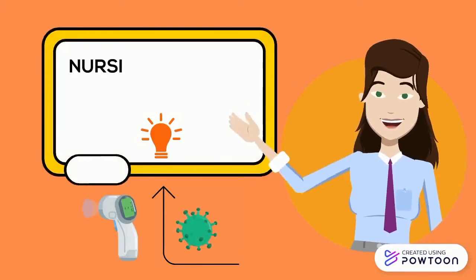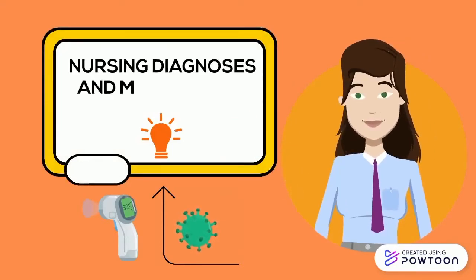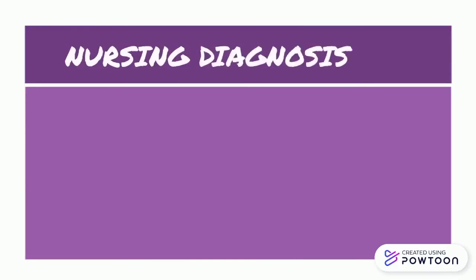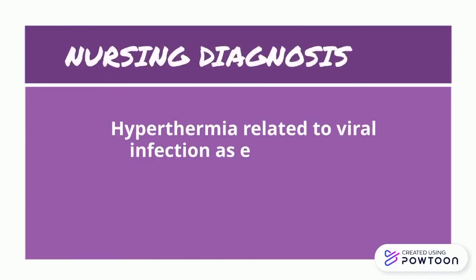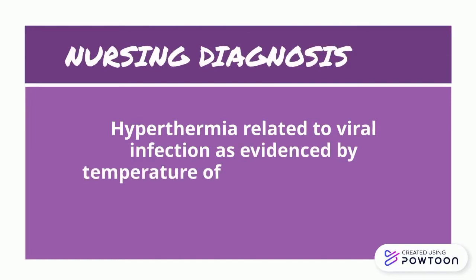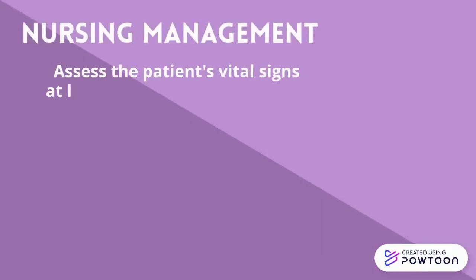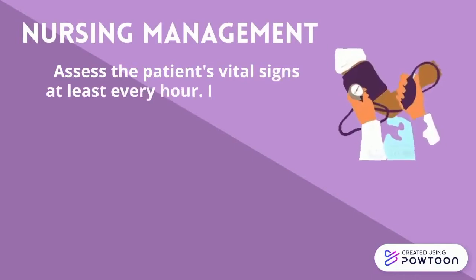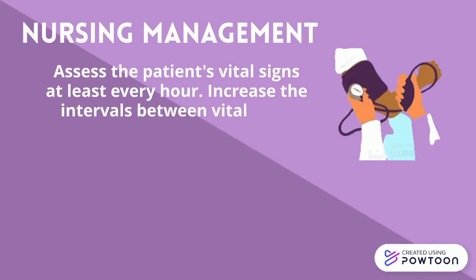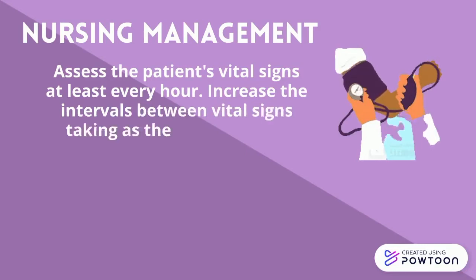Nursing diagnosis and management. Nursing diagnosis: Hyperthermia related to viral infection as evidenced by temperature of 38.5 degrees Celsius. Nursing management: Assess the patient's vital signs at least every hour. Increase the intervals between vital signs taking as the patient's vital signs become stable, in order to assist in creating an accurate diagnosis and monitor effectiveness of medical treatment.